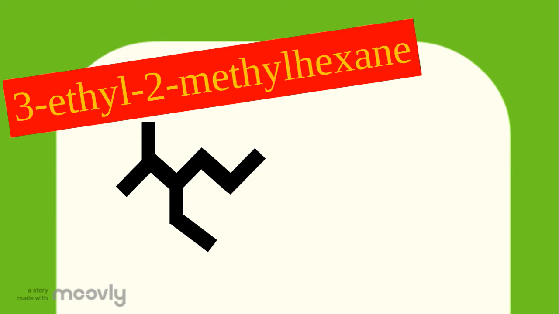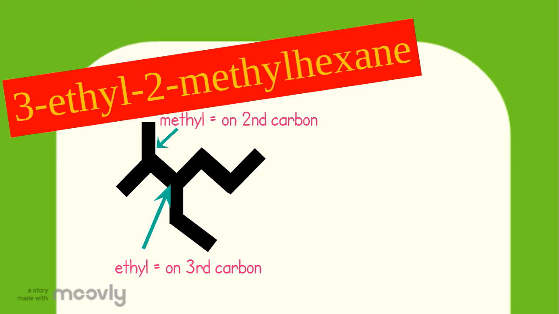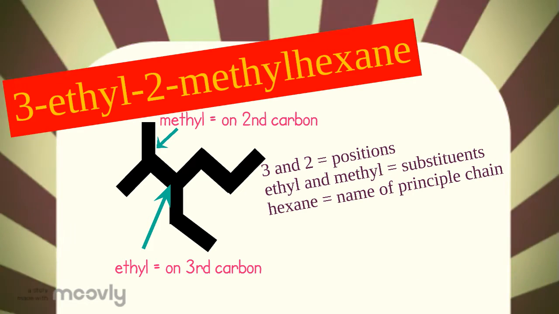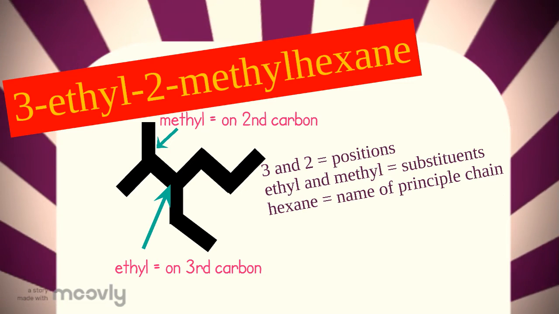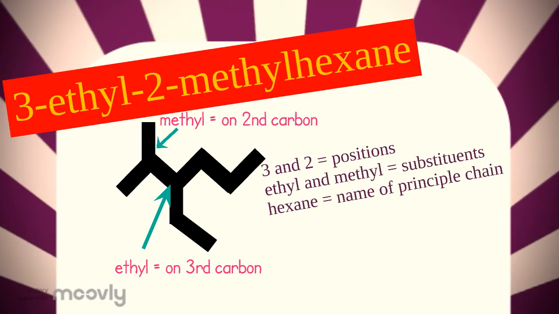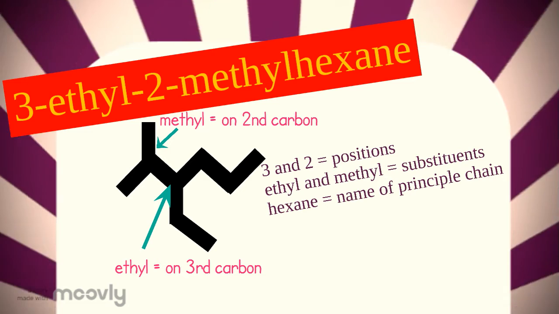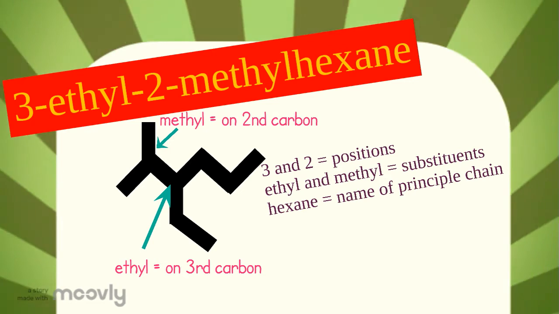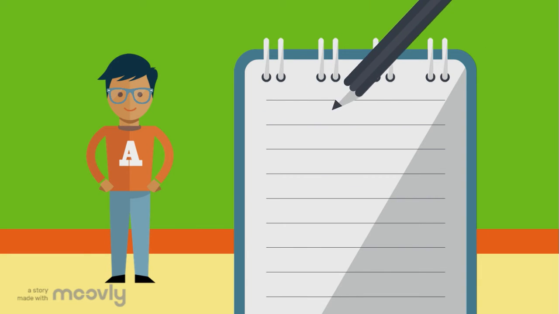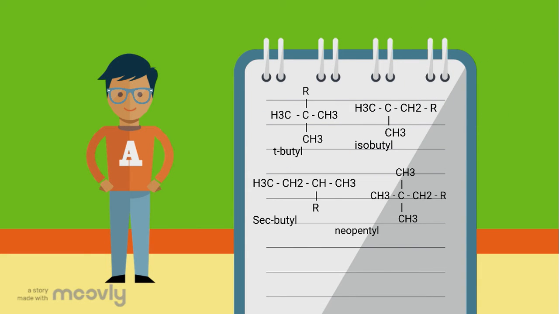So for the molecule we have in the previous example when numbering the principal chain, its name would be 3-ethyl-2-methylhexane. The numbers 3 and 2 represent the position of the substituents. Ethyl is the name of the 2 carbon substituent. Methyl is the name of the 1 carbon substituent. Here are common specific names for these substituents, and these just have to be memorized.